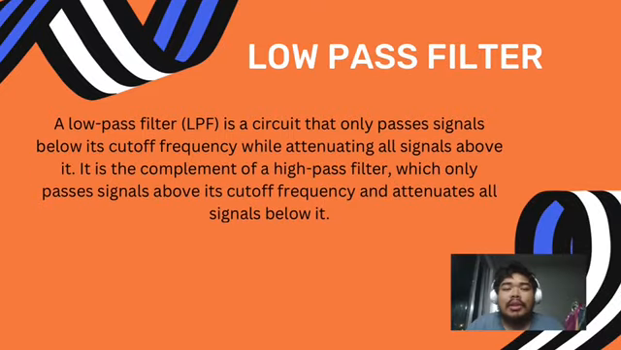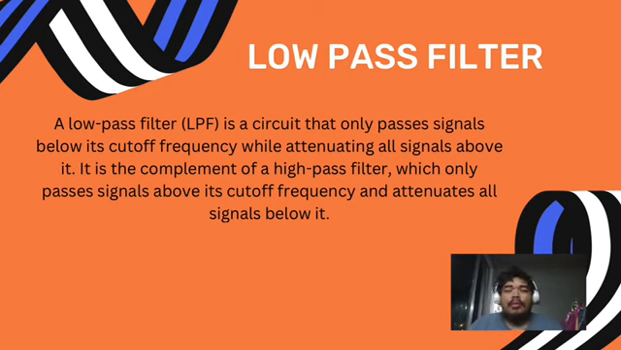A low-pass filter is a circuit that only passes signals below its cut-off frequency while attenuating all signals above it. It is a complement of the high-pass filter, which only passes signals above its cut-off frequency and attenuates all the signals below it. What I can understand, the FM demodulator is a circuit that instantaneously converts frequency changes from the carrier signal to its output voltage counterparts.